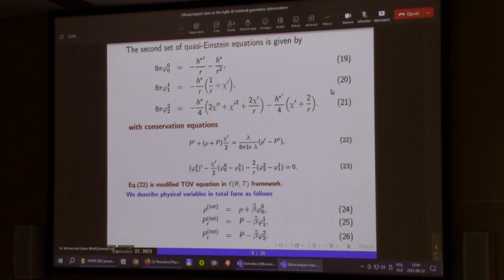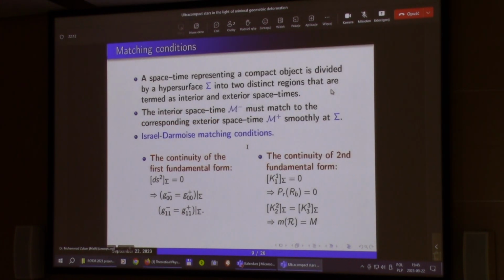These involve the contribution from the seed source and also the contribution coming from the additional anisotropic source, θ00, θ11, and θ22. Another important aspect of this study: if we are studying a stellar object, then we have to see what is inside the object and what is outside the object. So we have the matching conditions.